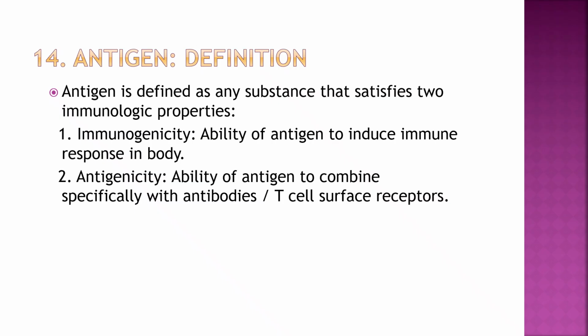So now we'll see the definition of antigen. An antigen is defined as any substance that satisfies two immunological properties, that is immunogenicity and antigenicity. What is immunogenicity? It is the ability of an antigen to induce an immune response in the body. And what is antigenicity? It is the ability of an antigen to combine specifically with antibodies or T cell surface receptors.